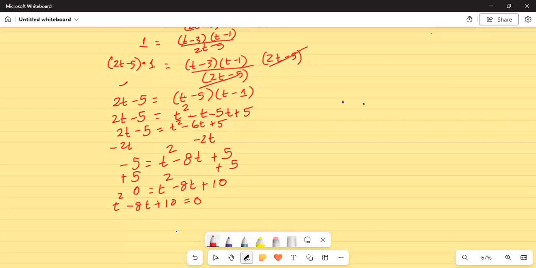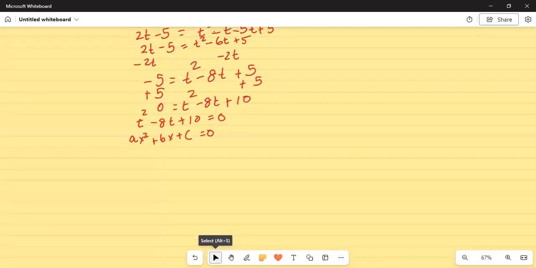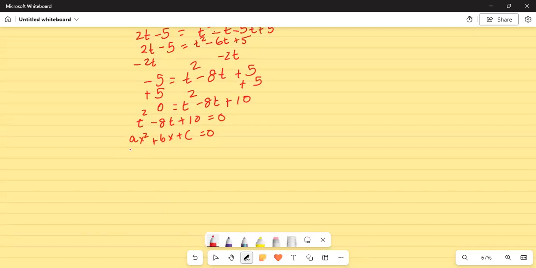Okay, question is, what are the two factors of 10? I'm using the AC method. Compare that with ax squared plus bx plus c equal to 0. My a is 1 because the coefficient in front of t squared is 1. My b is equal to minus 8 and my c is equal to plus 10. So a times c is equal to 1 times 10 is 10.